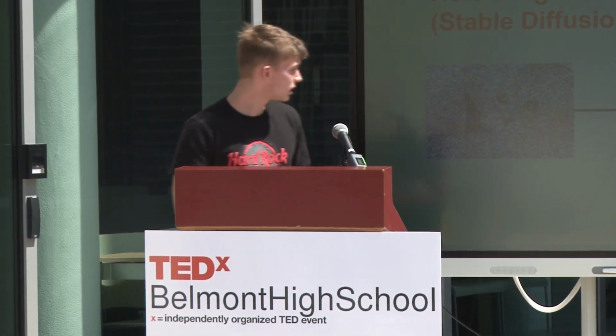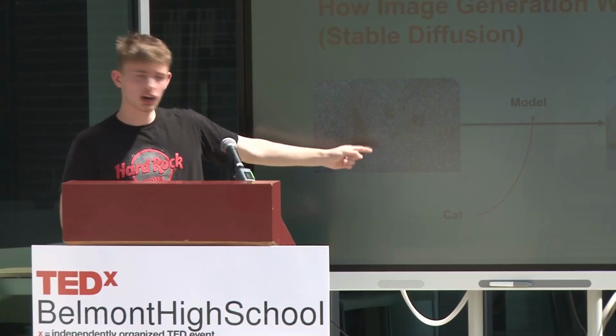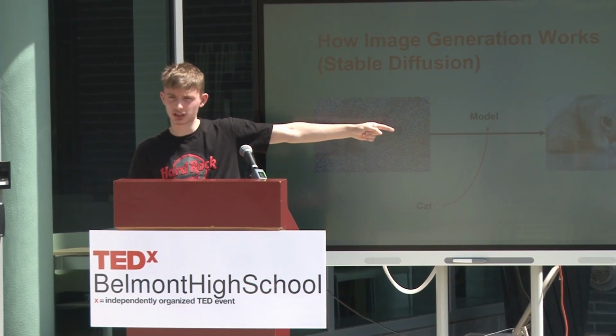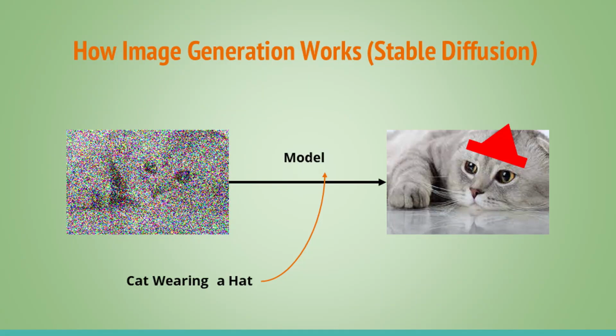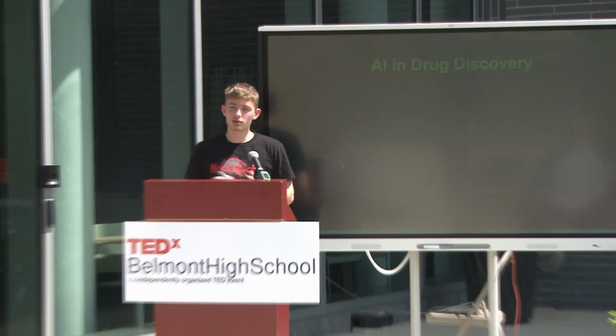How do we add text to this? Well, what if we tell our model, this is a cat? Our model will know that if we go from here to here and we see the cat, then we generate that image. What if we say, cat wearing a hat? Well, it says, when I do this with the hat, I get a hat, and when I do this with the cat, I get that. So why don't I just add the cat and the hat together, and we get that image. So, we know how image generation works.